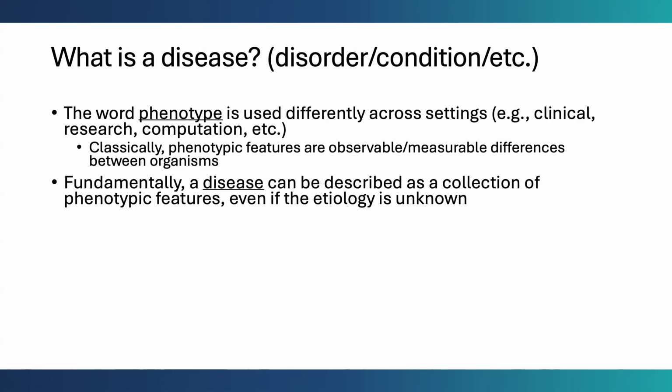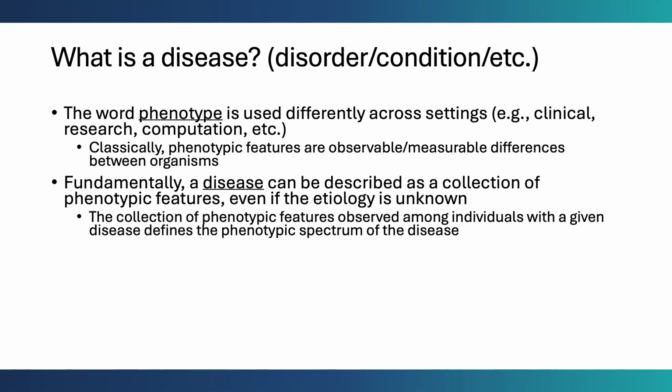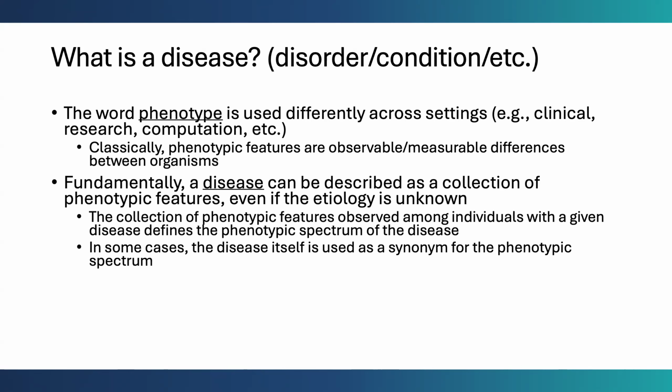So fundamentally, a disease itself can be described as a collection of these features, right? And so this is where we're evolving from phenotype into disease. And again, we can move on to say, well, this collection of features observed among individuals with a given disease defines its spectrum of disease. We know that there can be some individuals that present with many of the same features. They could be cardinal features. Some may have more rare features, but all in all, they're within a spectrum. Also, we can see that the disease itself is used as a synonym for the phenotypic spectrum, so that can bring confusion too.